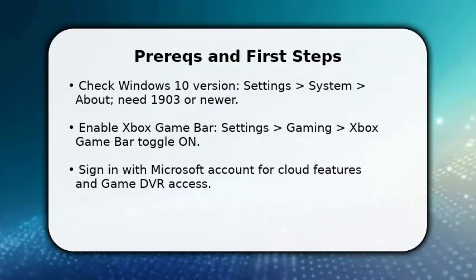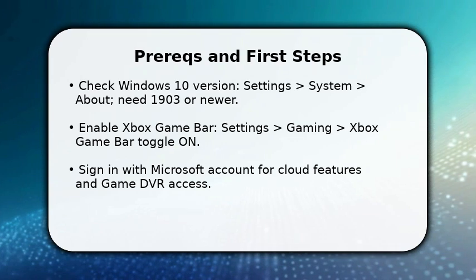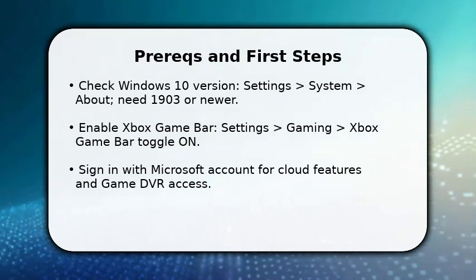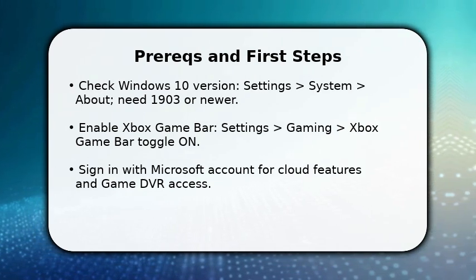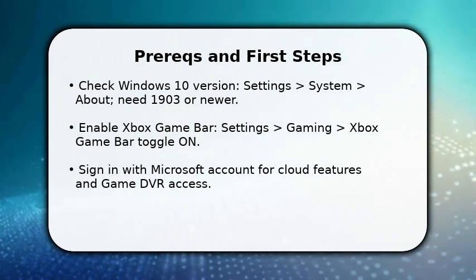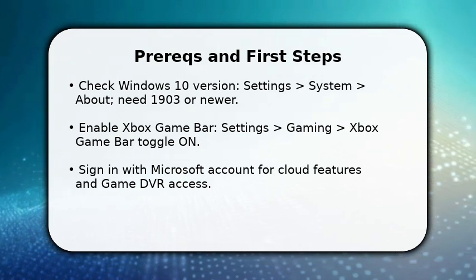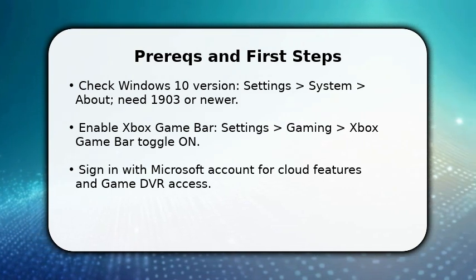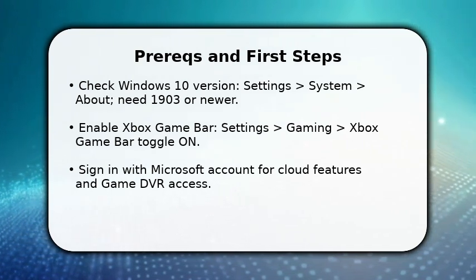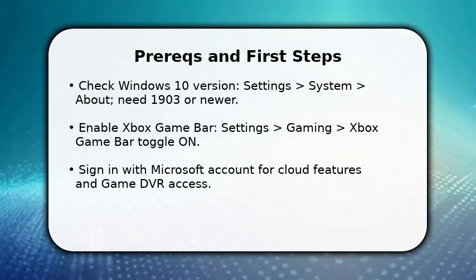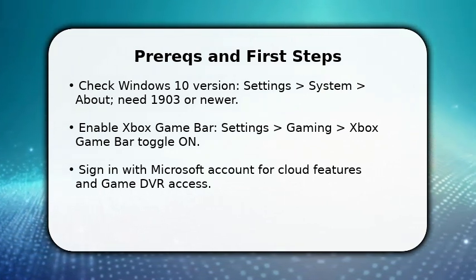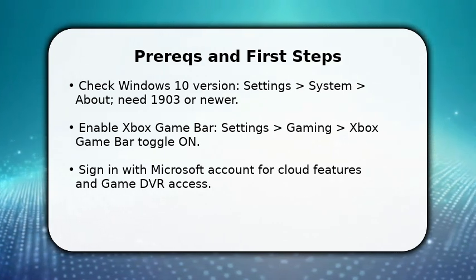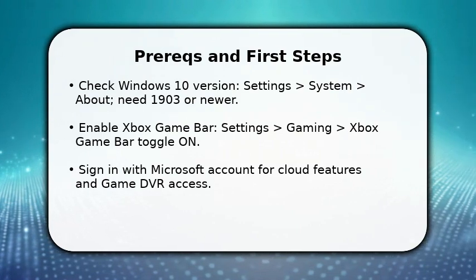You start by confirming prerequisites so the feature can run smoothly. First, check your Windows 10 build in Settings, System, About. Game bar requires a recent 1903+ release. Once done, open Settings, Gaming and flip the Xbox Game Bar toggle on. This enables shortcuts and overlays. Make sure you're signed in with your Microsoft account so recordings and cloud features link correctly. These steps prepare Windows and your account, and they remove the most common blockers before you actually open the game bar.